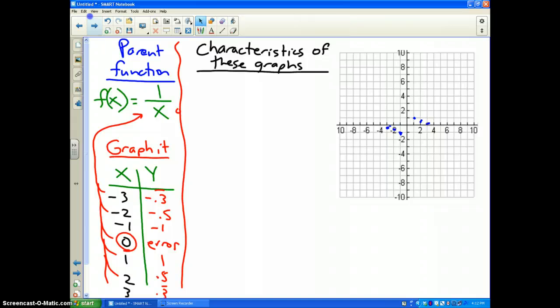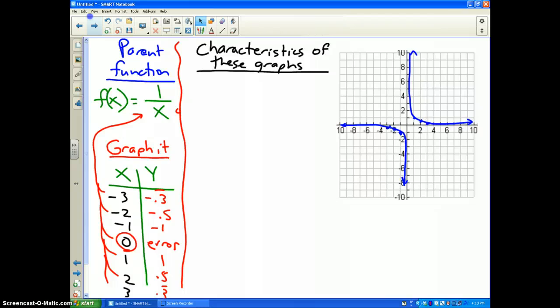Now, people, these graphs are going to be just like your exponential graphs with one exception. It's going to look like something like that. And then here it's going to be, oops, I got to draw this a little better. See if I can on this smart board. It's going to be something like this. That is what a rational function graph looks like.